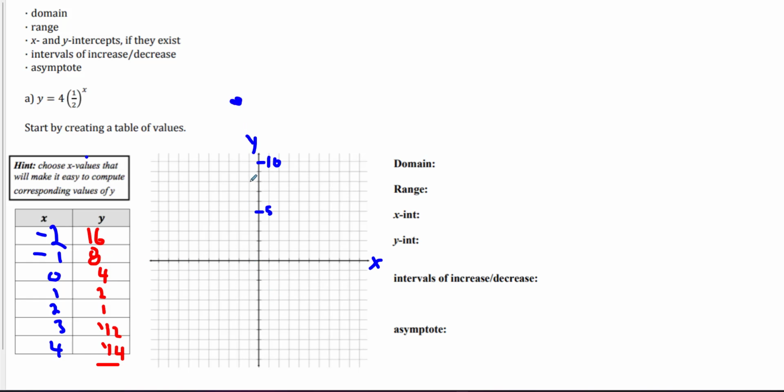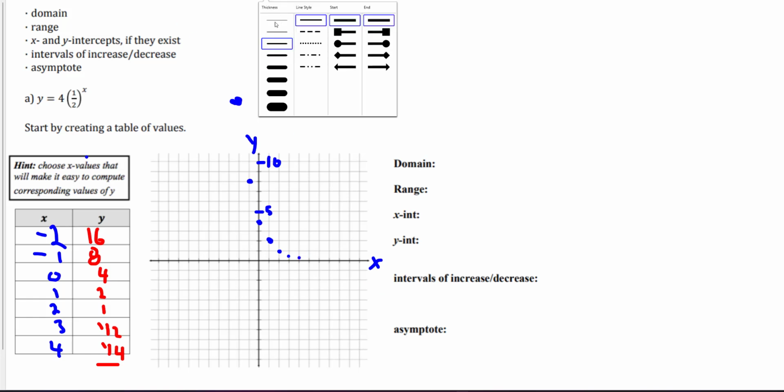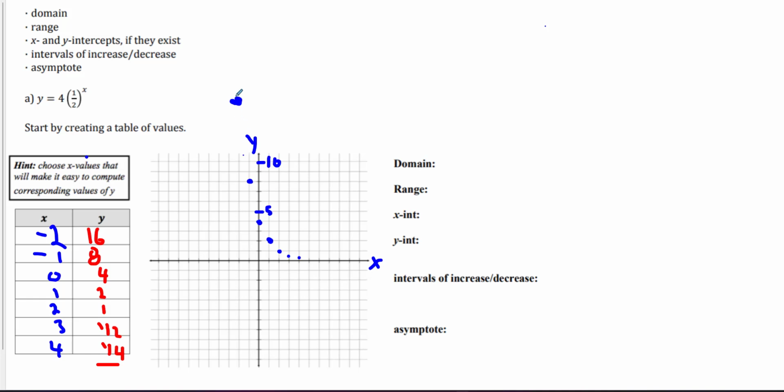Negative 1 and 8 is going to be here. 0 and 4 is going to be 1, 2, 3, 4 here. 1 and 2 is going to be here. 2 and 1 is going to be here. 3 and 1/2 is there. 4 and 1/4 is there. And you'll notice that the line is going like that.